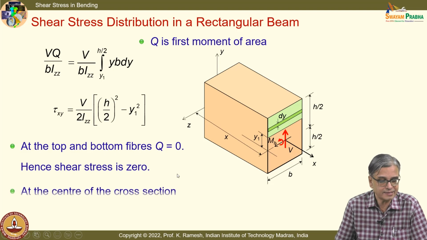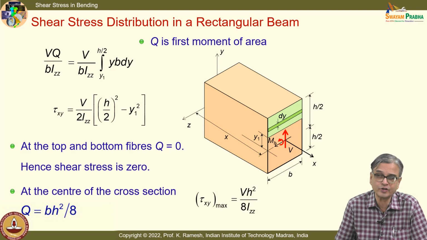Now what happens at the center of the cross section? Q becomes B h squared by 8 because y is 0, and you get tau xy max as V h squared divided by 8 Izz.